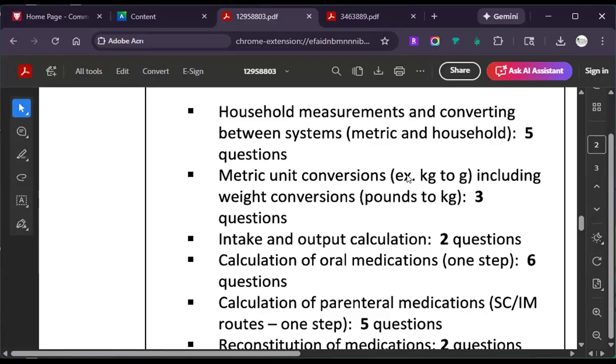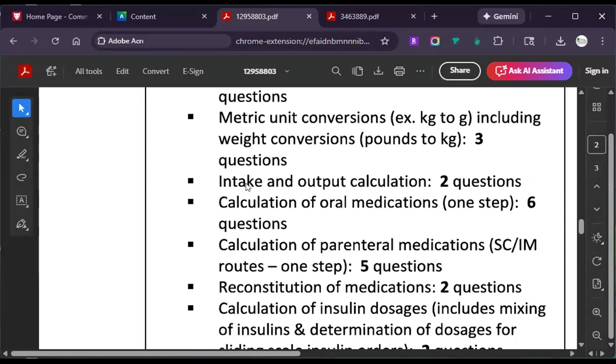However, your metric unit conversions typically are, can you go from milligrams to micrograms, micrograms to milligrams? Can you go from milligrams to grams, grams to milligrams? And then I already mentioned pounds to kilograms. Technically, that's a household question, but they put that there in the blueprint.